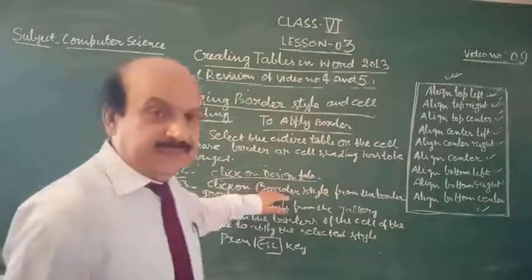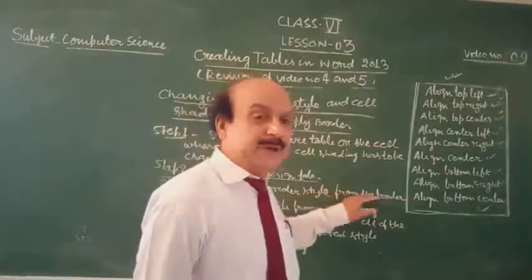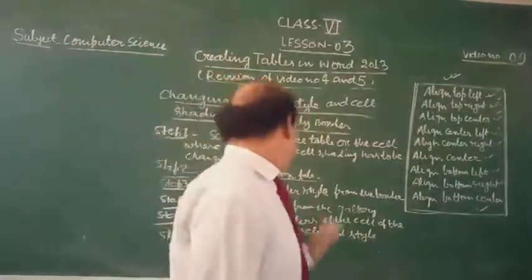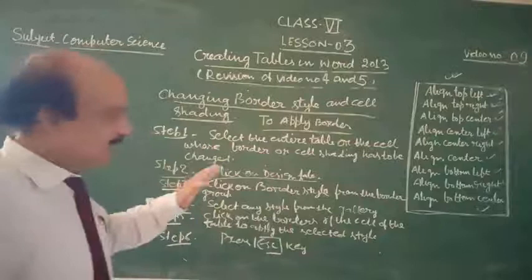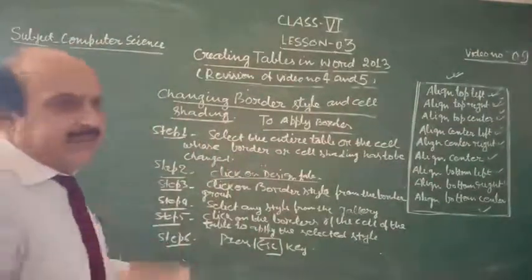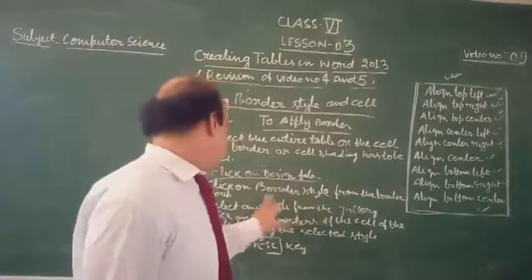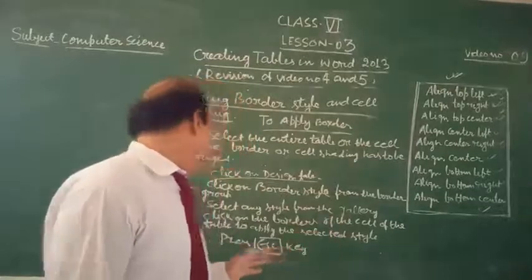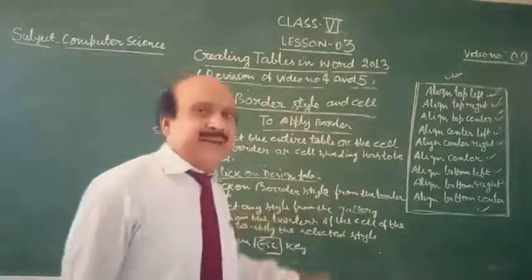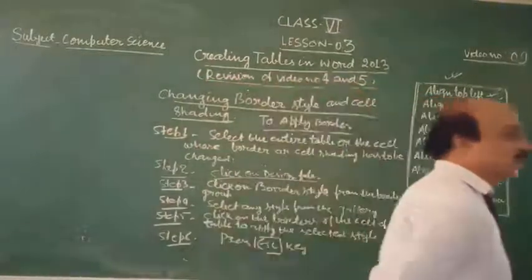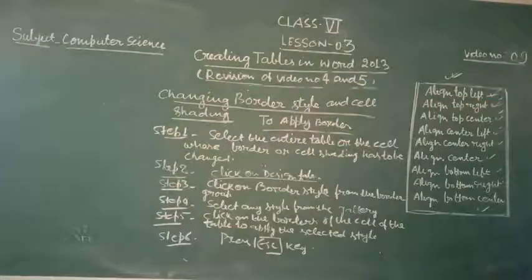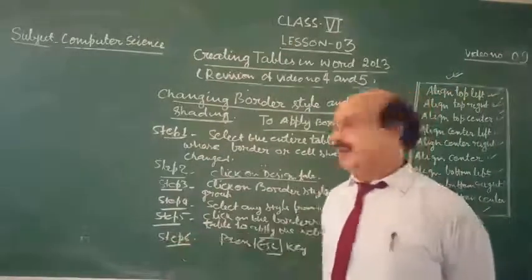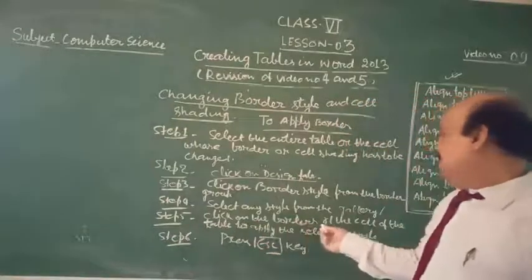Click on Border Style from the border group. A border group will display on the screen, and from the border group we can select any border. So click on Border Style from the border group. Any option which is displayed, you can select any border style from that group. Select any style from the gallery. You have to select any option from the gallery that is displayed.